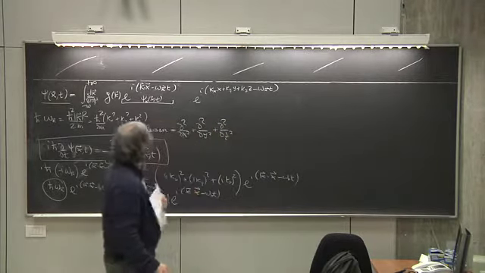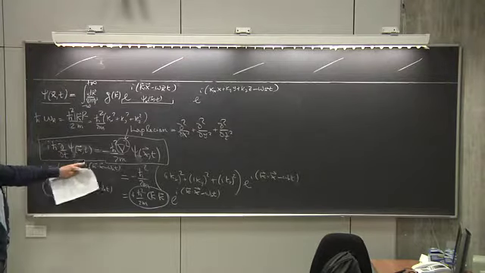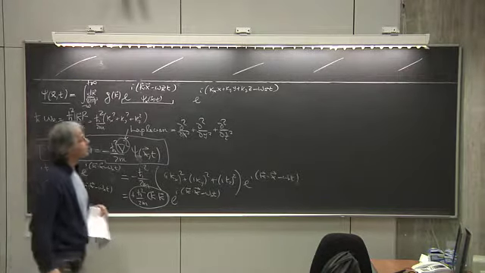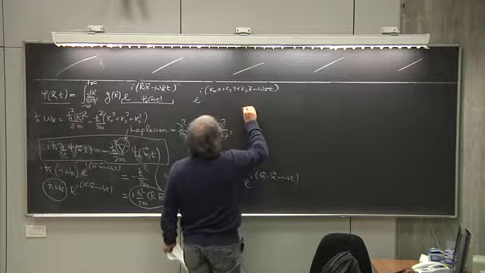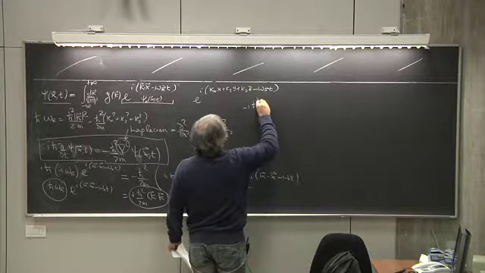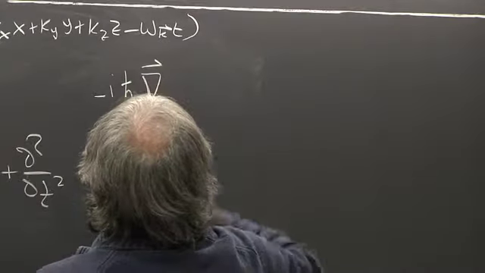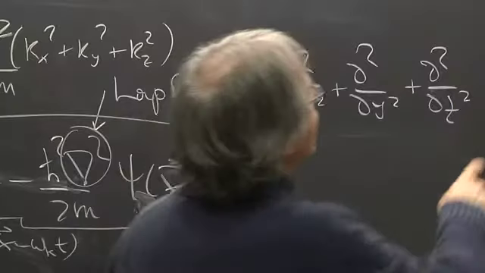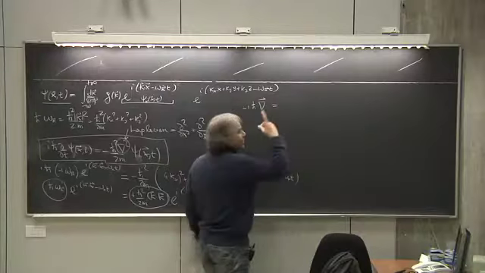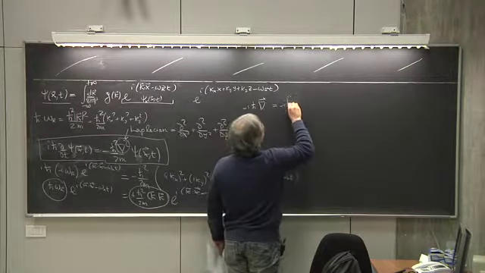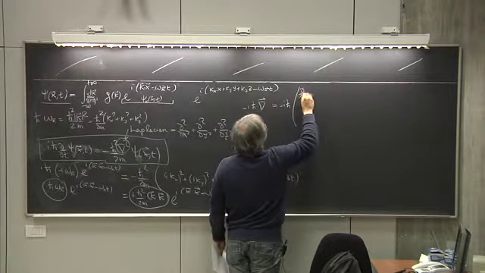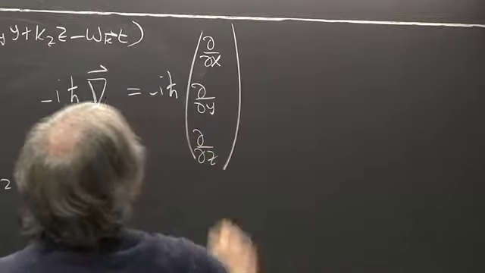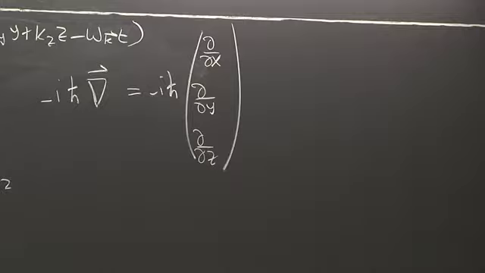Okay, let us try to study a little bit more the basic things behind. First of all, consider the following object. The operator minus i h bar, the gradient, okay? Here I have the Laplacian, so the sum of the second derivatives. What is the gradient? The gradient is an operator that has three components, okay? Minus i h bar. First component is the derivative with respect to x. Second component, derivative with respect to y. And third is the derivative with respect to z, okay? So it's a vector operator.